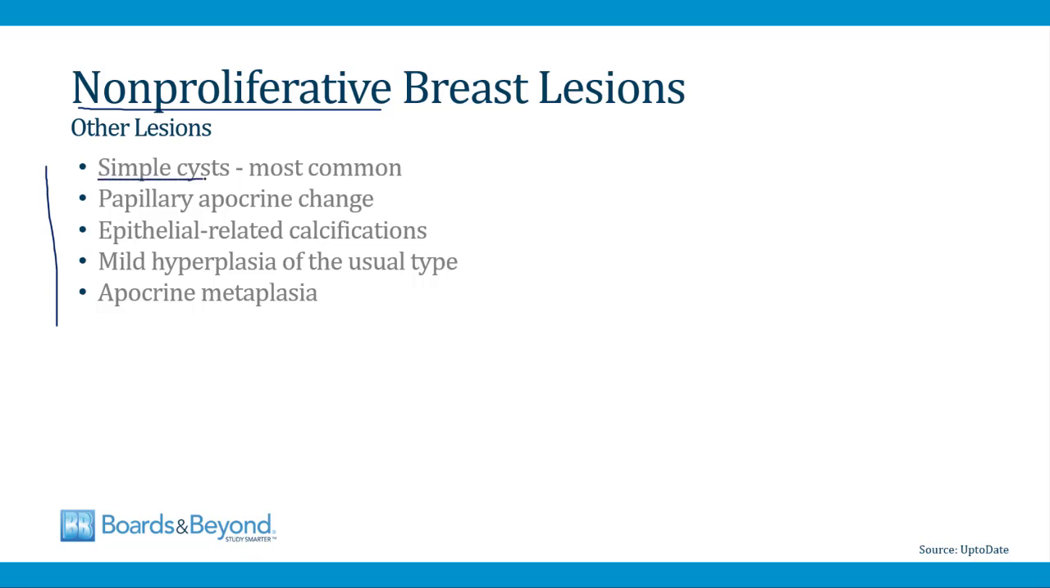Simple cysts are the most common form of non-proliferative breast lesion, and we'll talk about this in the next few slides. But then these other items listed here are also considered non-proliferative breast disease. I won't talk about these in detail, you can read about them, but they're all non-proliferative, they're all benign, and not associated with an increased risk of breast cancer.